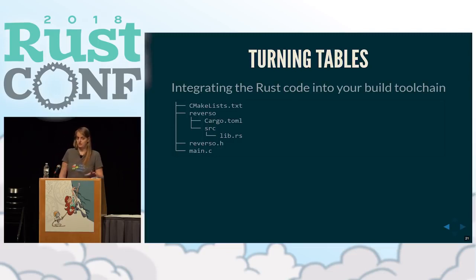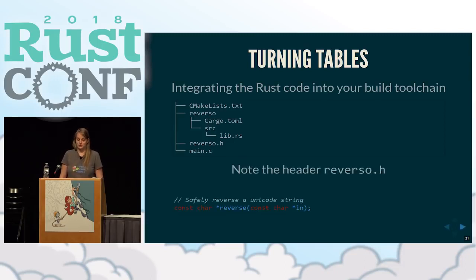All of this code will be online after the conference so that you can go through it. One thing of note is the reverso.h header, in which we declare a function which you might recognize. So basically, every function that your Rust API exposes needs to then, again, be declared in a C header so that your C code can actually use it.